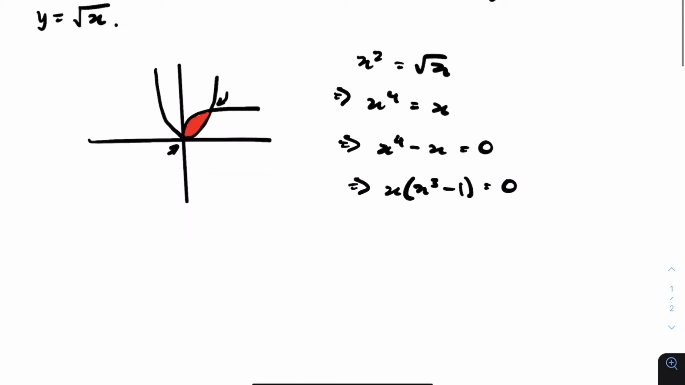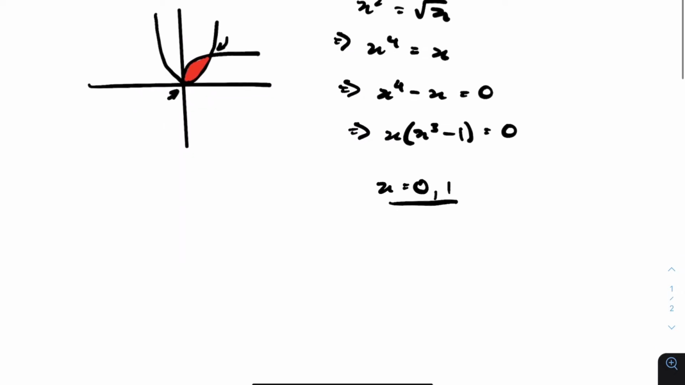So we know that x is either 0 or x cubed minus 1 is equal to 0, which means that x is 1. Those are our two x values, our two solutions. This will make it a lot easier because now we just need to put it into an integral equation. So we've got our upper and lower bound. And since this is all above the x-axis, we can just represent it in one integral.